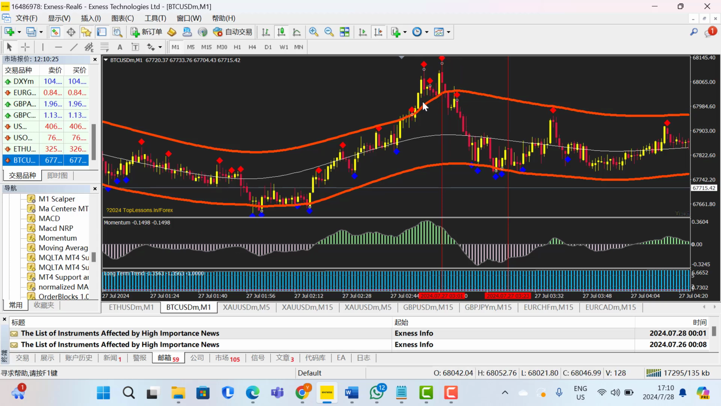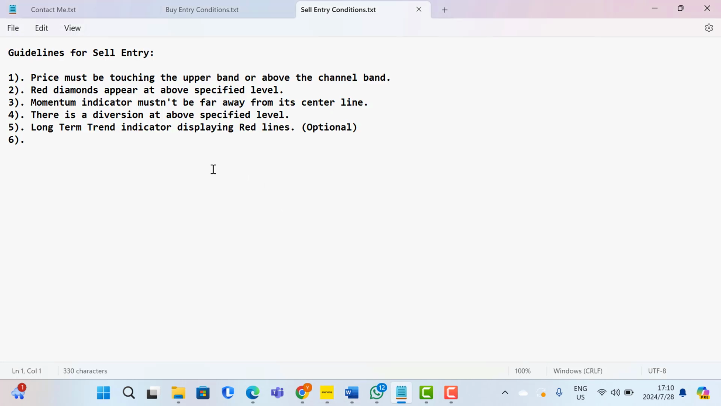The first condition is that the price must be touching or above the channel band. The second condition is that at this level there must be some red diamonds appeared. So both of the conditions are met here. Now let's move to our third condition, that the momentum indicator must not be far away from its central line.